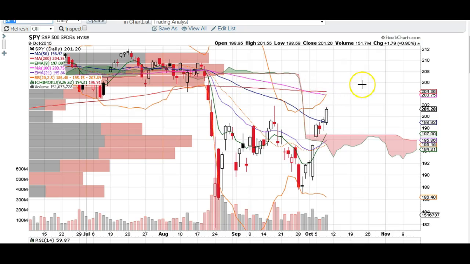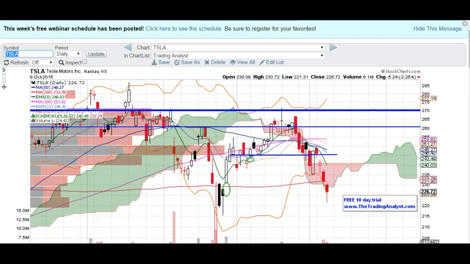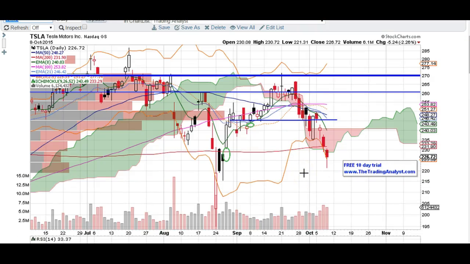Okay, and the S&P 500 has some big resistance up here in the 204 range, a lot of moving averages that it has to break over again to be bullish. So it's not looking too good for Tesla in the long run, but we'll see. Like I said, we don't have a position, but we are looking for some possible positions for some day trades.